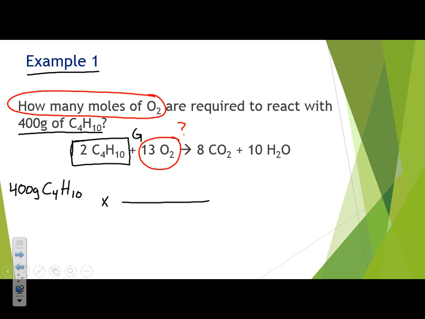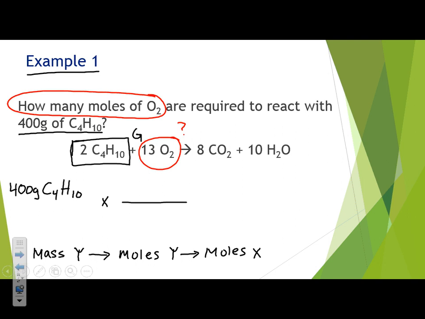Now we know that our first conversion factor here needs to be from grams to moles. We are going from the mass of Y to the moles of Y, and finally to moles of X. So to go from mass of Y to moles of Y, we need to find our molar mass of C4H10.